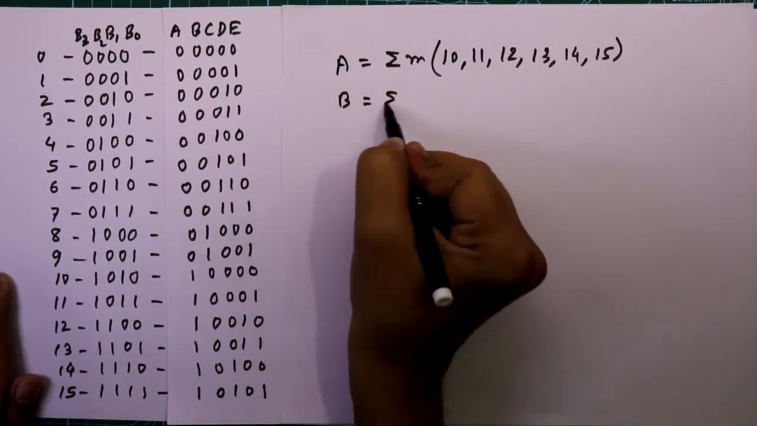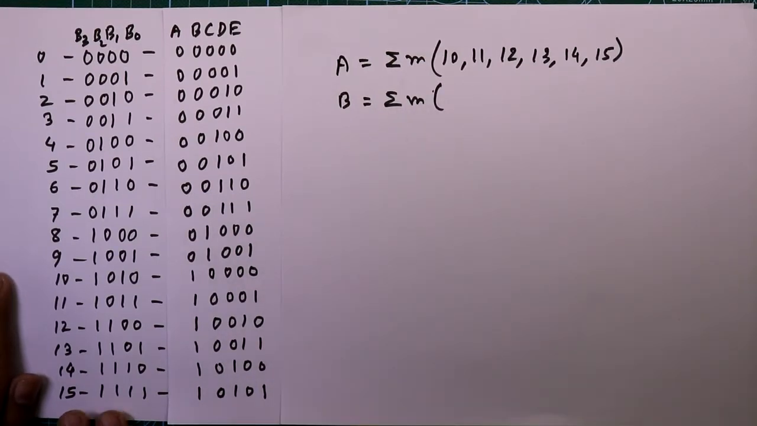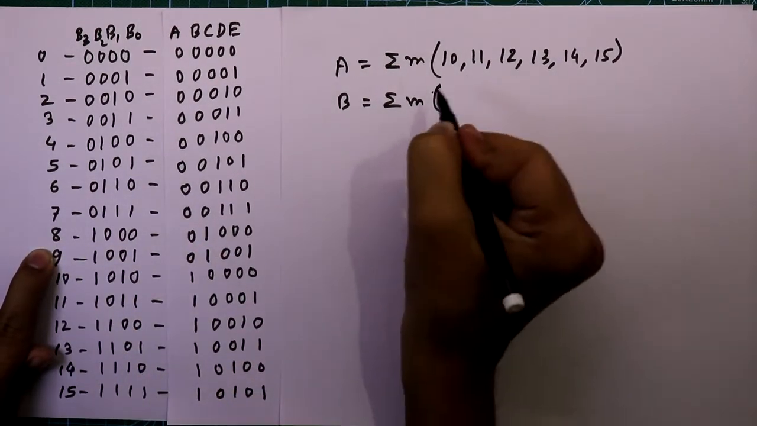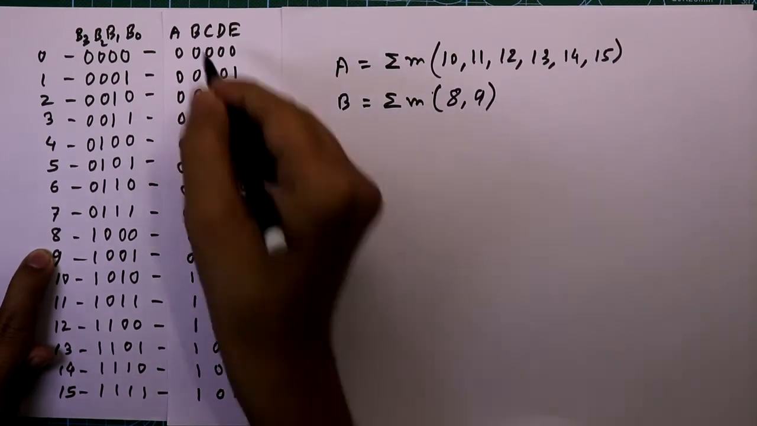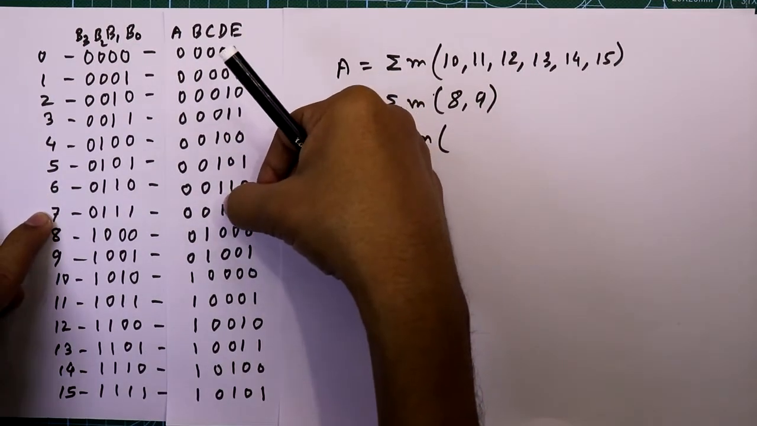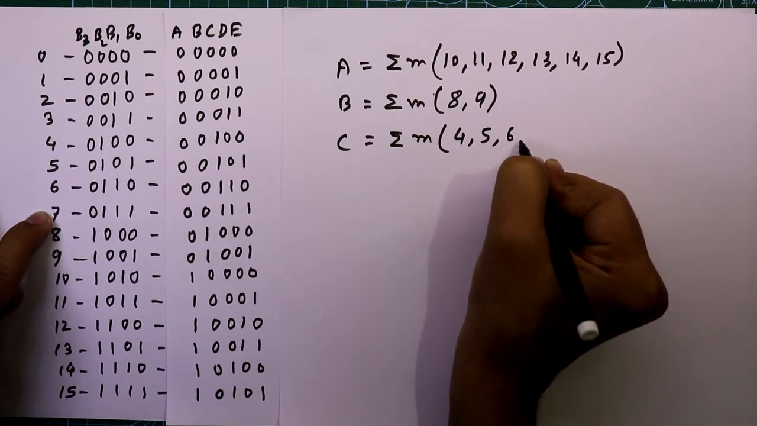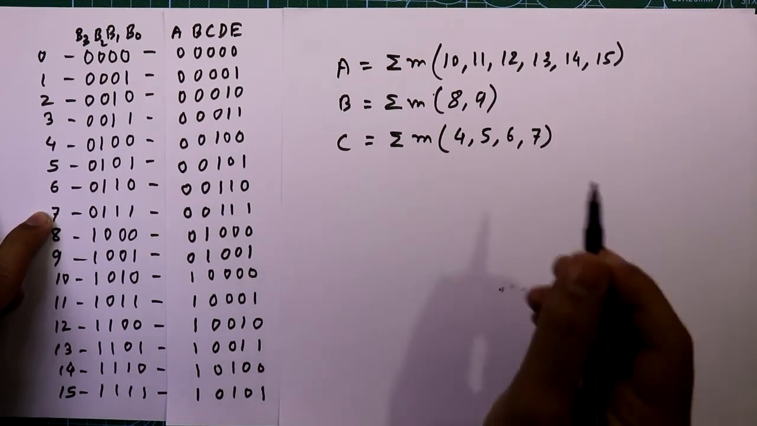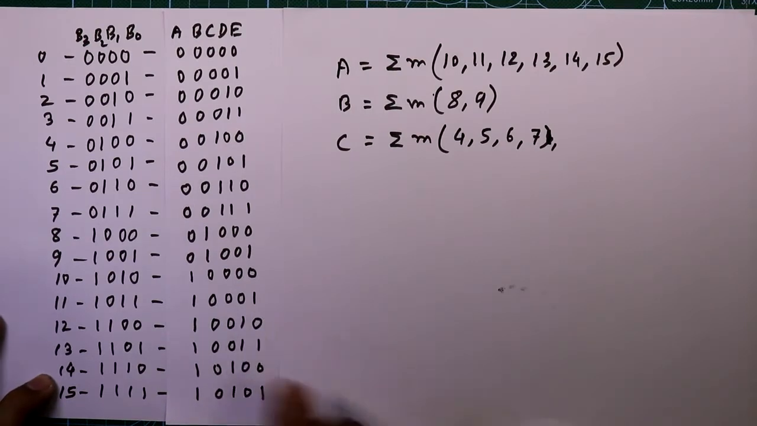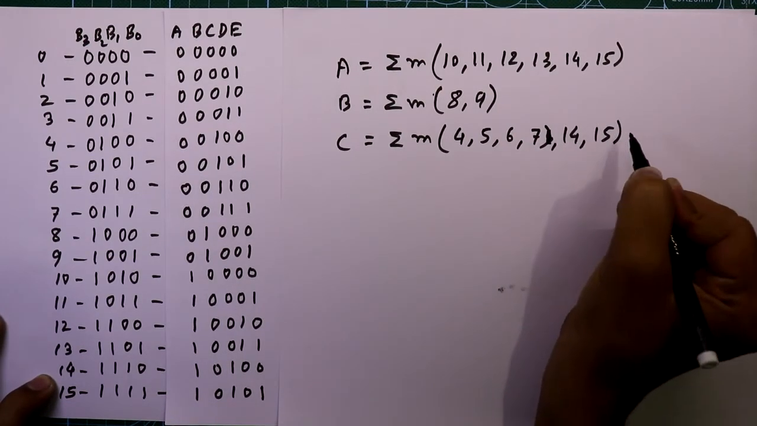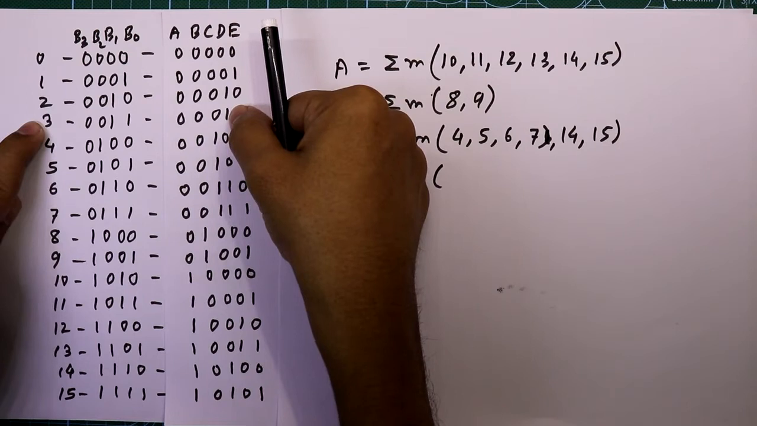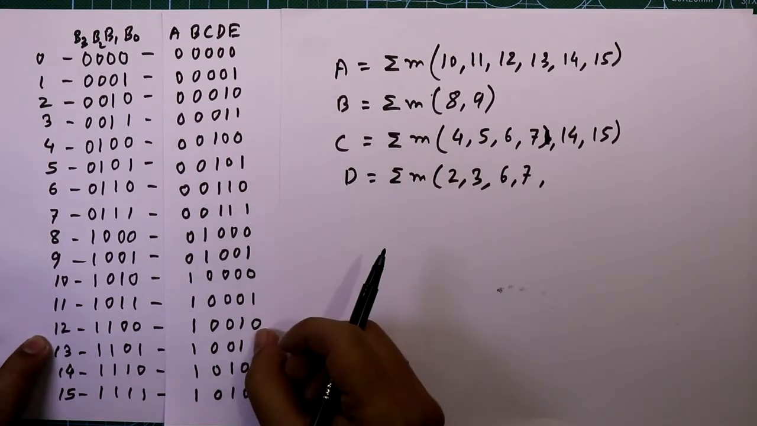B equals summation of, what are the minterms for B? Only 8 and 9. Rest are 0. So 8, 9. C equals summation of 4, 5, 6, 7, and then 14 and 15. D equals summation of m 2, 3, 6, 7, 12, 13.